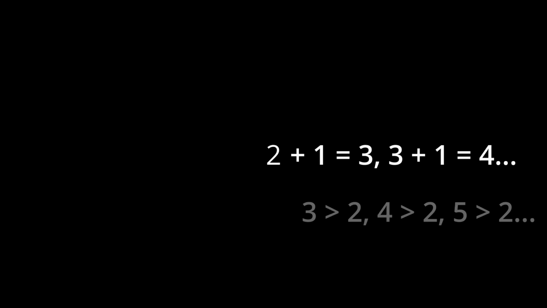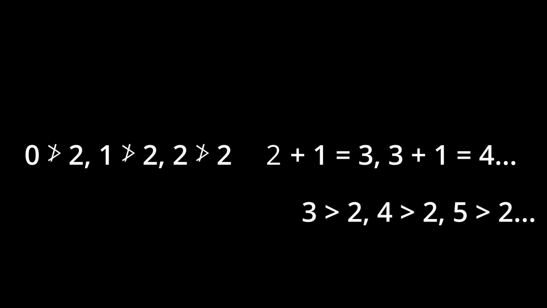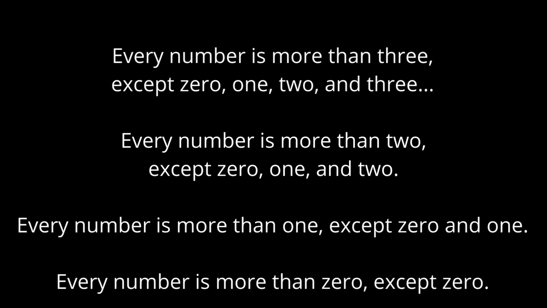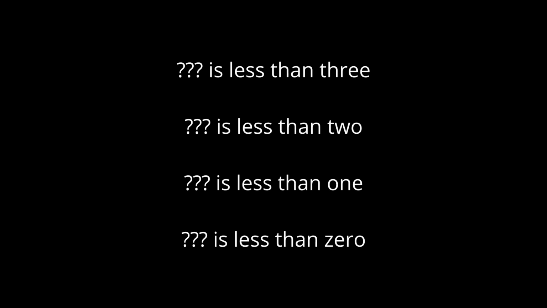How about 2? 3 is after 2, 4 is after 3, and so on. 0 isn't more than 2, so 1, which is after 0, can't be more than 2. Again, everything is more than 2, except for 0 and 1. I can use this process to find out exactly what numbers are more than any other number, but trying to do something similar for numbers less than other numbers is trickier.